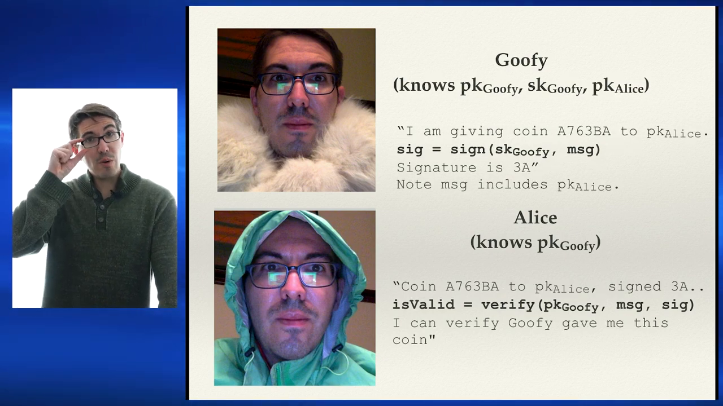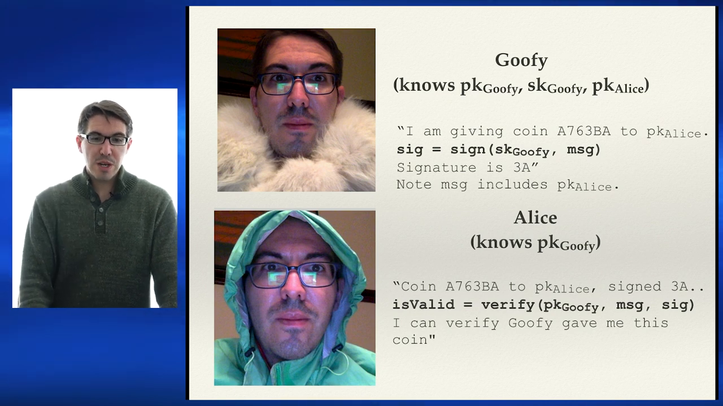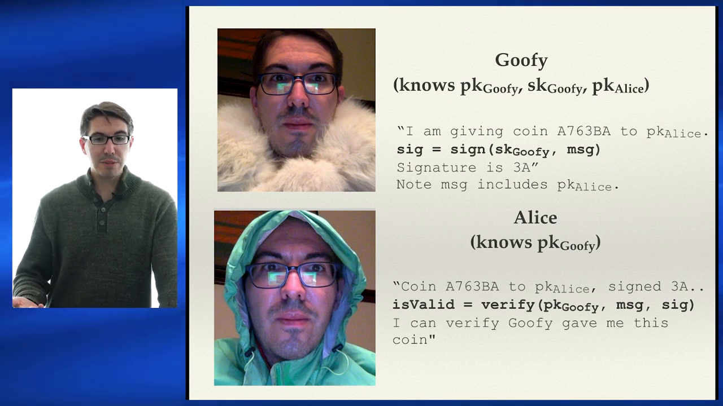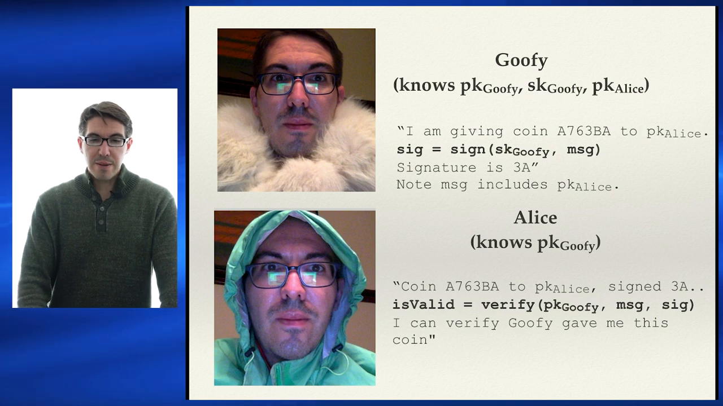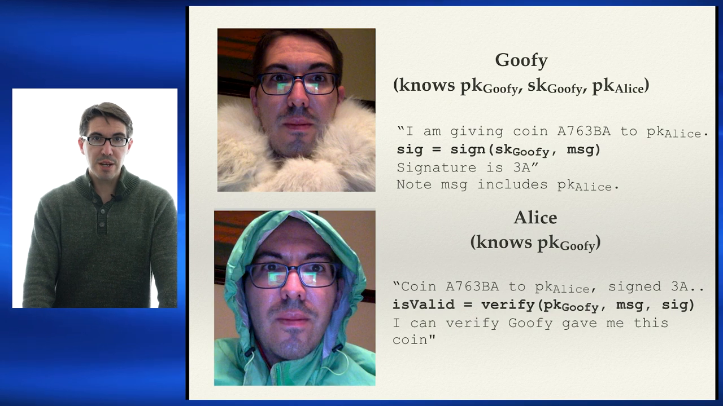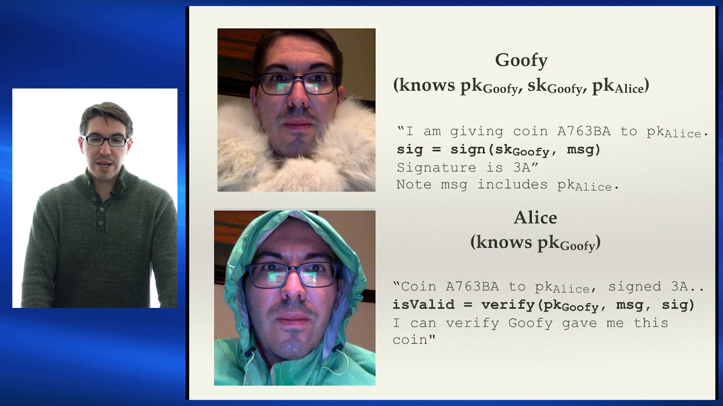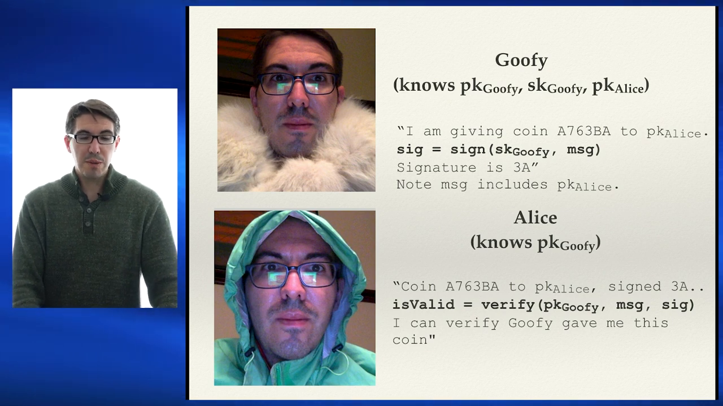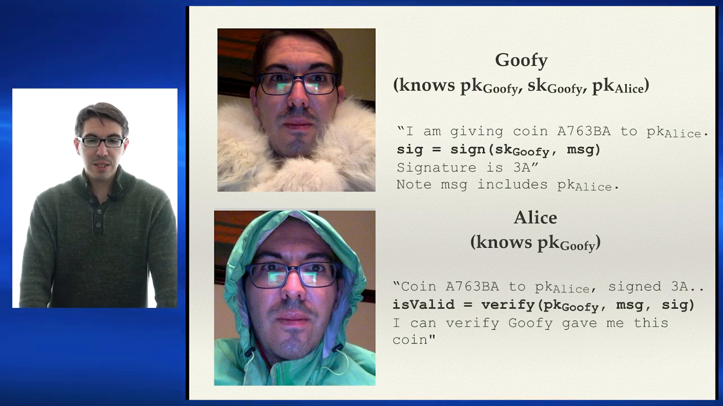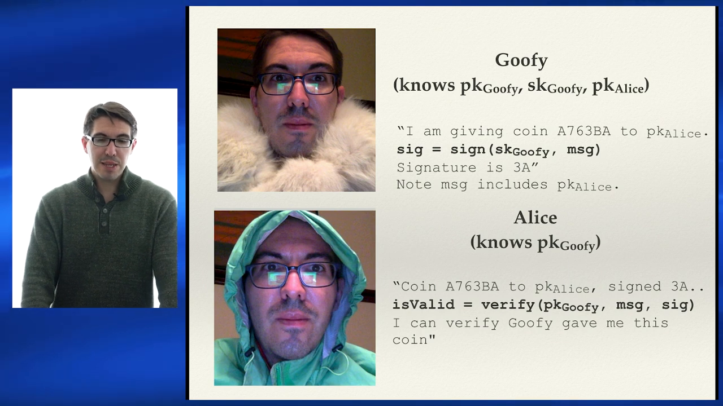Goofy would now like to send a coin to Alice. So Goofy knows his own secret key, as well as the public key of Alice, since the public key is publicly accessible and can be broadcast. Anyone's allowed to know the public key. It will give you no additional information on the secret key. So Goofy wants to give coin A763BA to the public key of Alice. So Goofy signs a message with his secret key, and that message includes the public key of Alice.